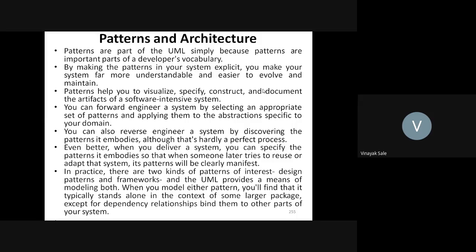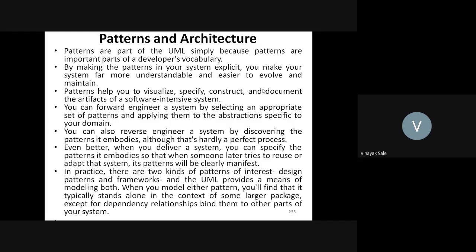You can forward engineer a system by selecting an appropriate set of patterns and applying them to abstractions specific to your domain. You can also reverse engineer a system by discovering the patterns it embodies, although that's hardly a perfect process. Even better, when you deliver a system, you can specify the patterns it embodies so that when someone later tries to reuse or adapt that system, its patterns will be clearly manifest.